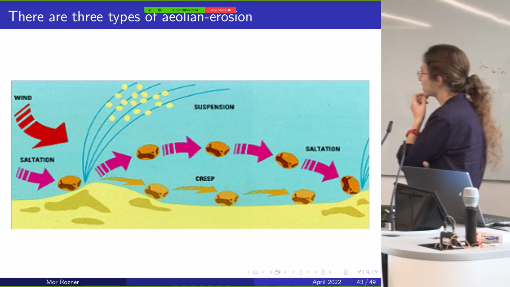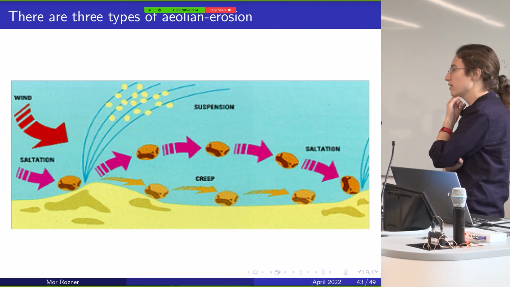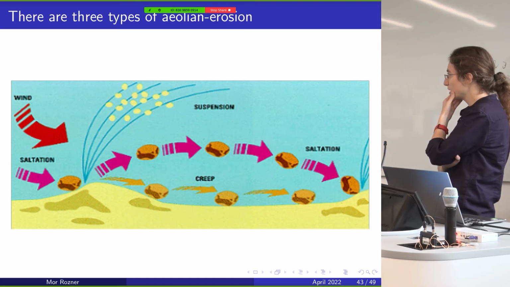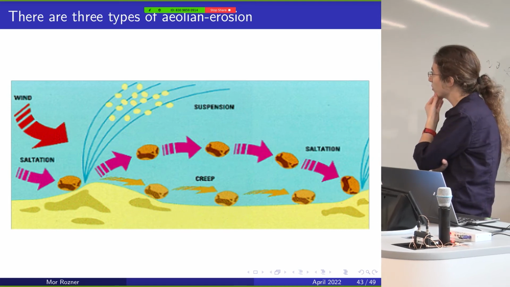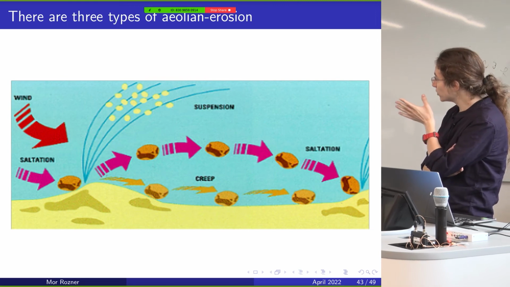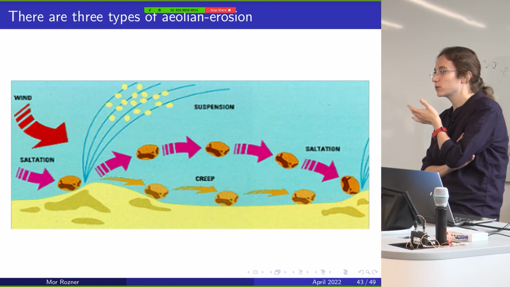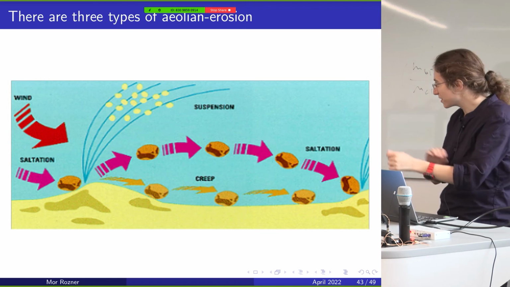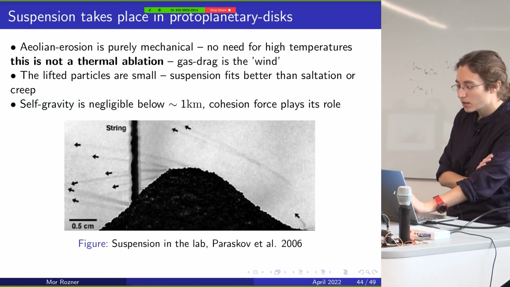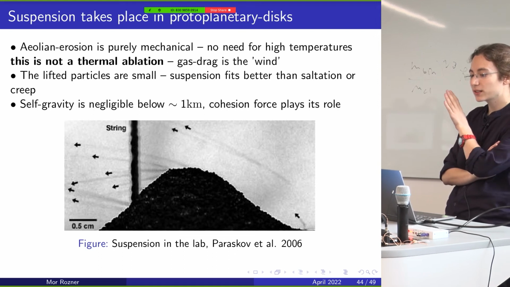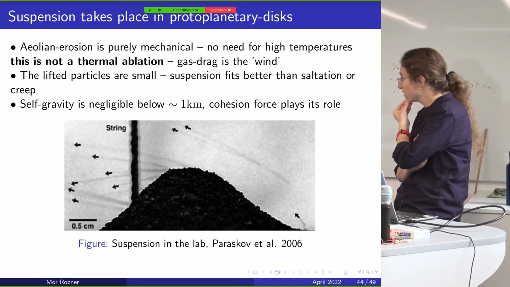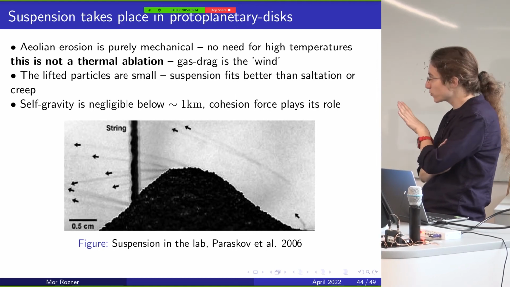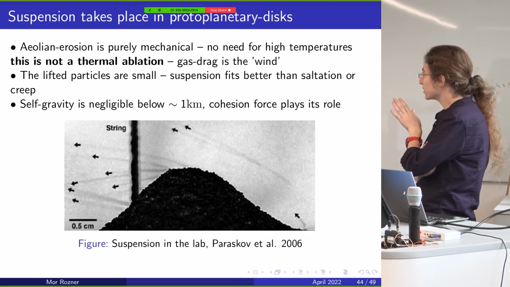If you have a slightly less heavy rock, you will have saltation. The wind takes the rock and smashes it into the ground, and you have a lot of small particles from the rock. And if you have very small particles, then you have suspension. The wind blows and takes the very small particles, and they never come back, at least on this length scale. So I will try to convince you that suspension actually takes place in protoplanetary disks. It's a purely mechanical process. There is nothing to do with high temperatures. It's not thermal ablation.